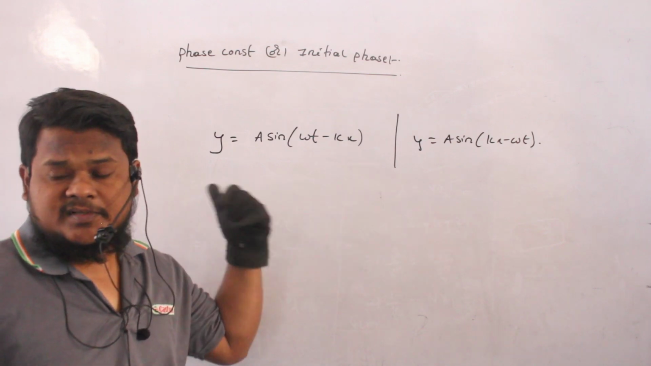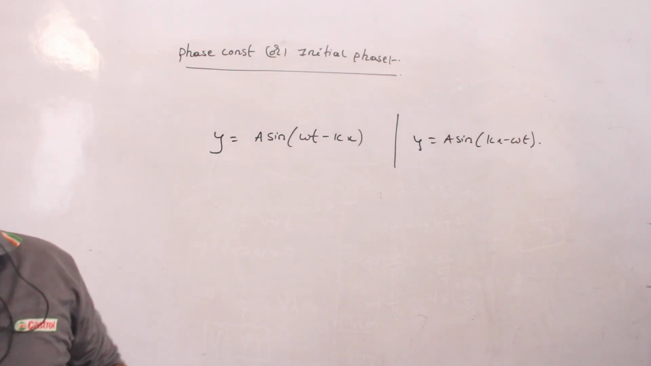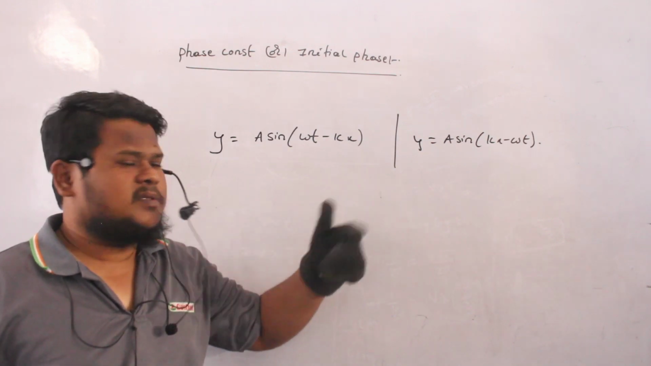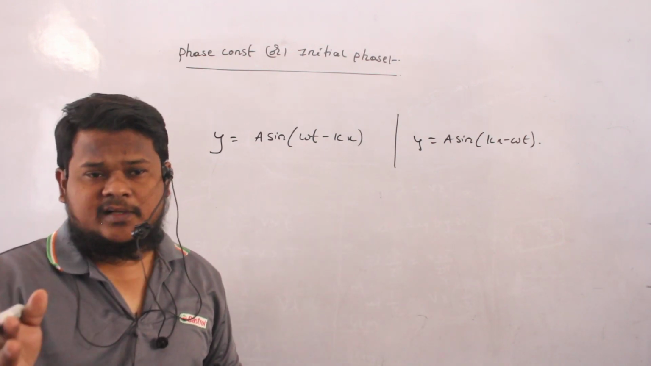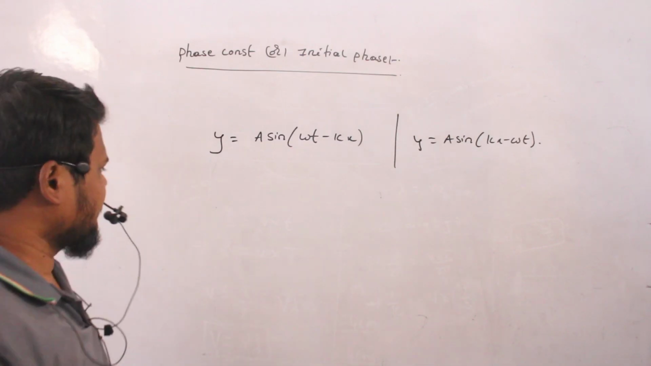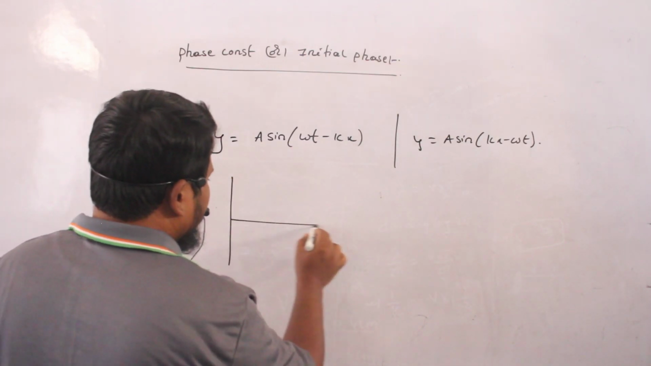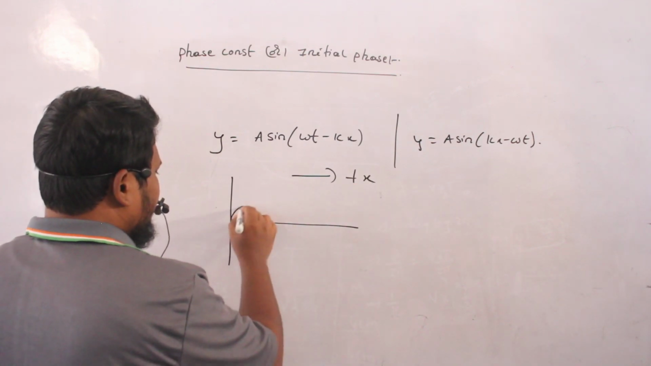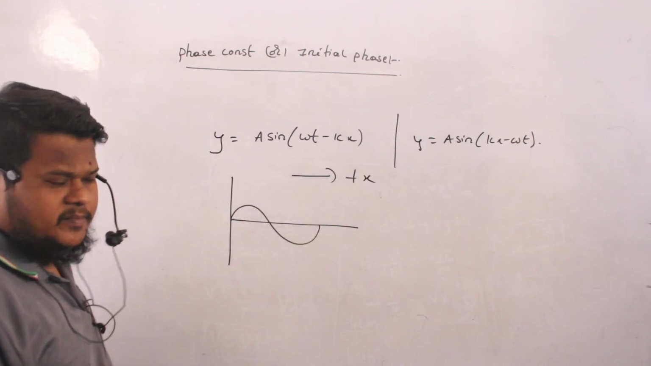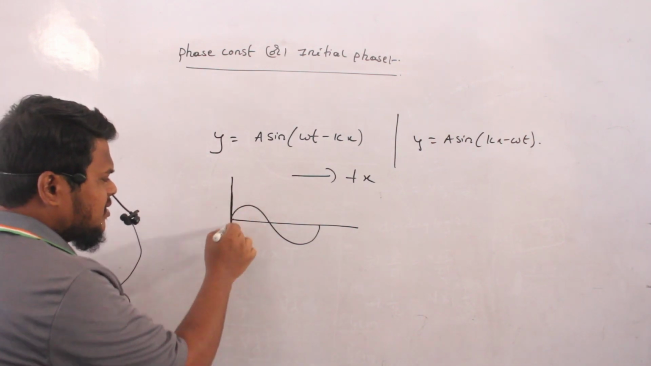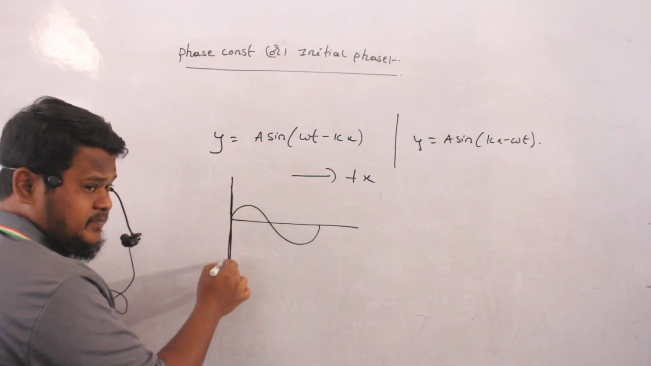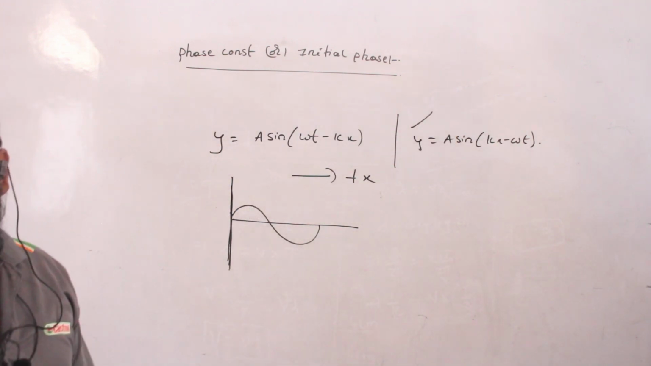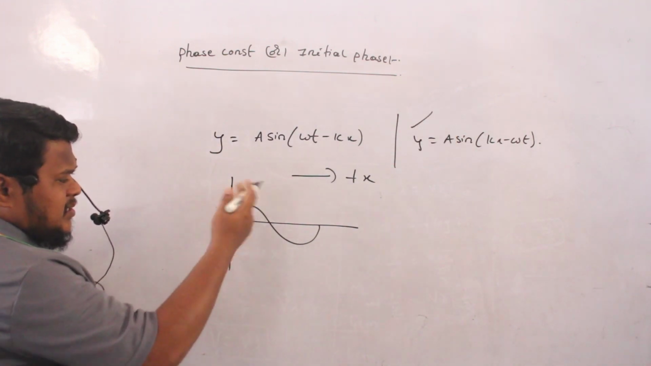But why are we writing omega t minus kx and kx minus omega t? What is the difference between them? That we are going to study now. The difference depends upon the reference from which we are observing these two waves. So consider this is one wave. This is my first reference from which I am seeing my wave, and that is given by the second wave, y is equal to a sine (kx minus omega t).